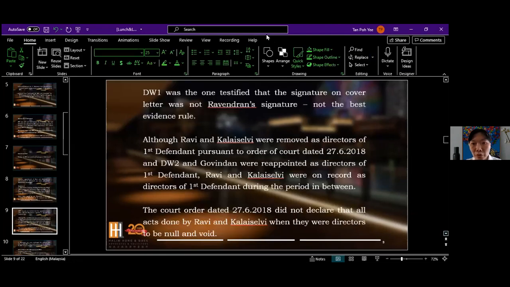So that means during the trial, only Tawinder Singh was called to testify. He testified that the signature on the cover letter was not Ravindran's signature, but that is the story of DW1, not the story of Ravindran. According to the best evidence rule, this is not the best evidence, because if you say whether this is the signature of Ravindran, you should call Ravindran to say whether it is his signature or not.